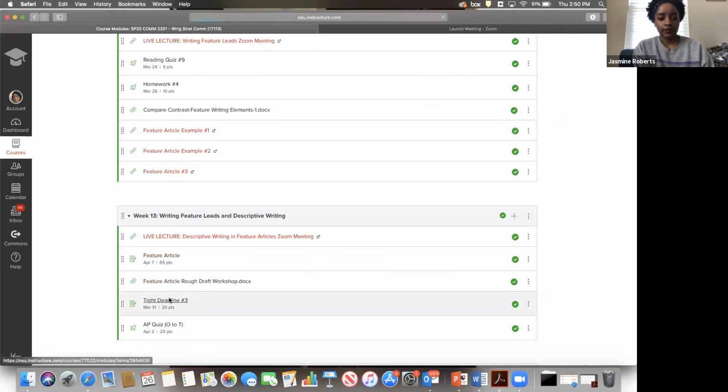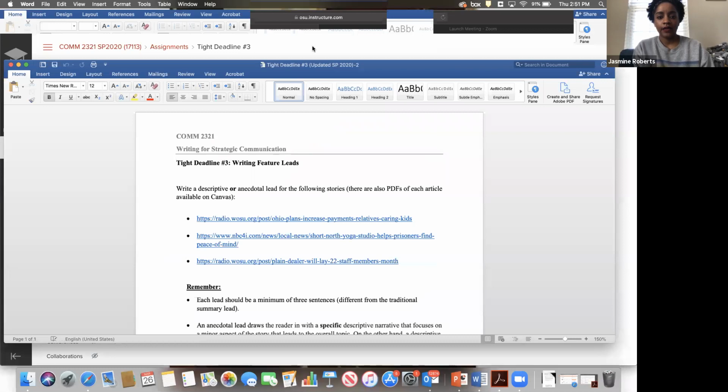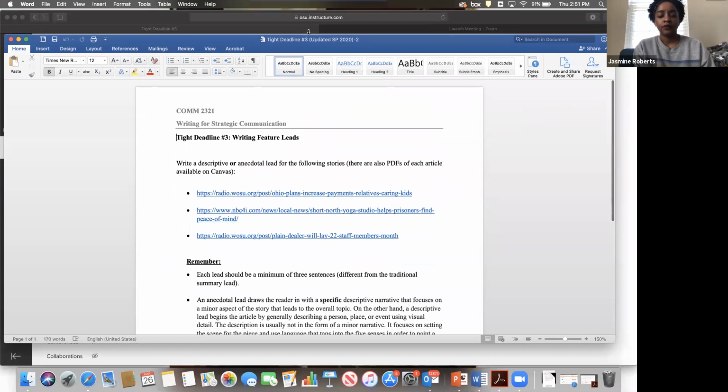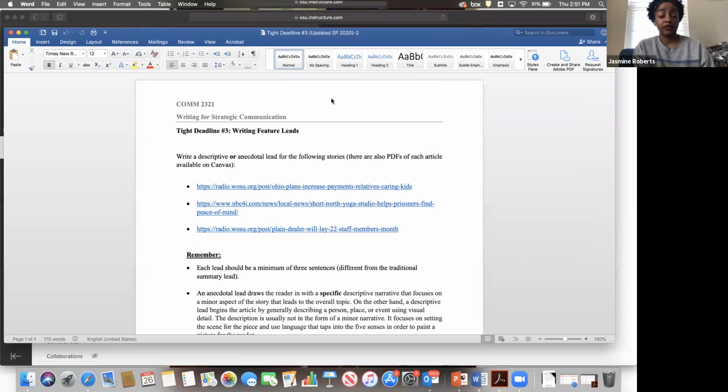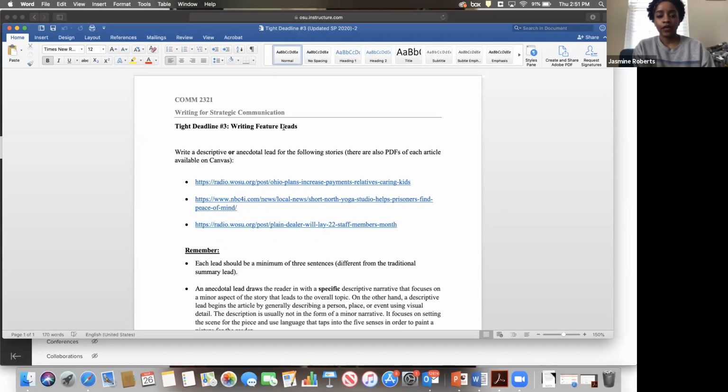So if you click on next week's module, you'll see tight deadline assignment number 3 up here. And I've modified this assignment greatly in light of the situation that we find ourselves in. So this is actually a shorter assignment than what I originally planned, but that is totally okay. Let me know if you can't see this assignment description.